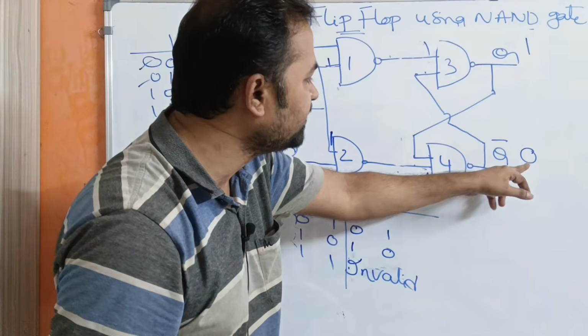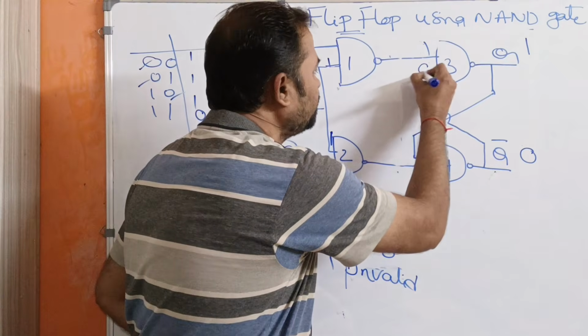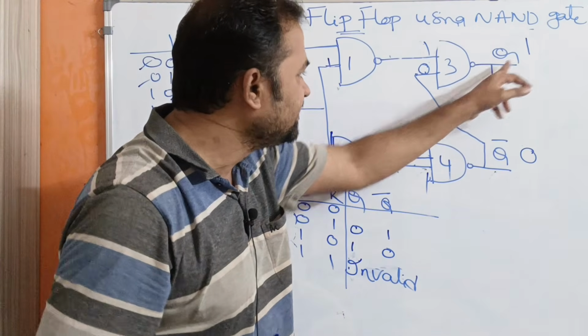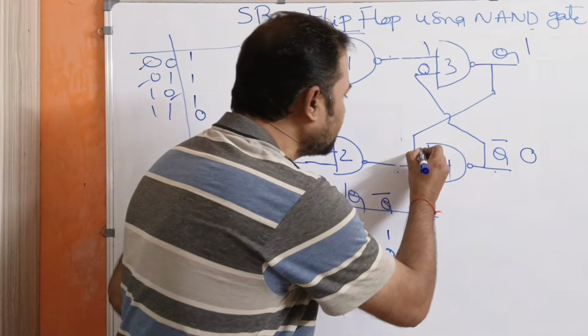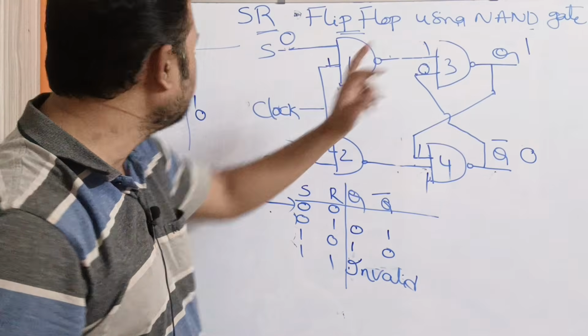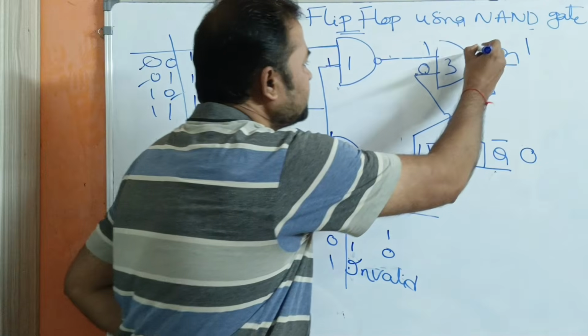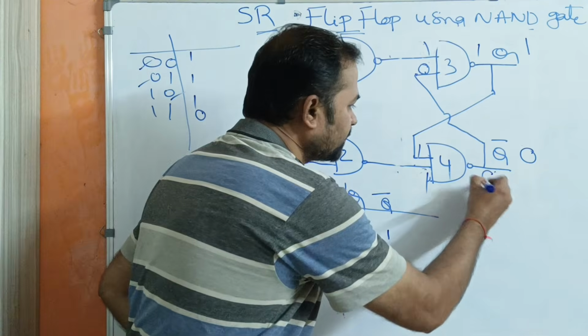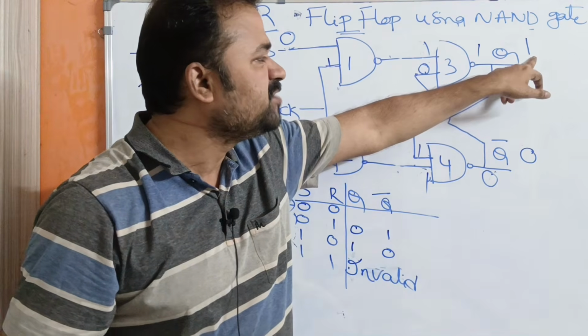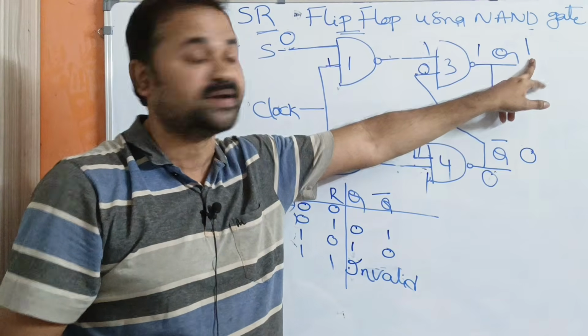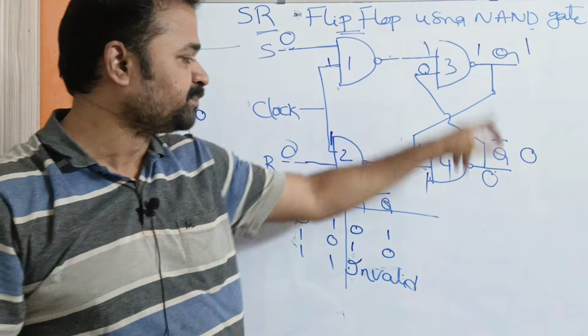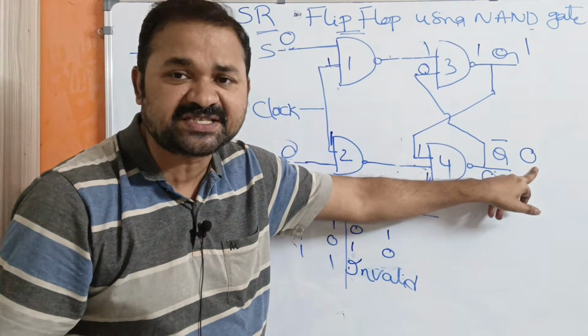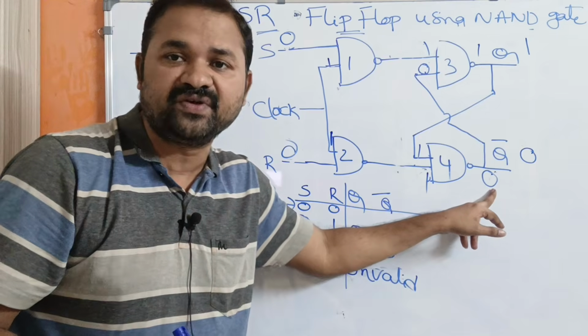So now what will happen? This 0 will be passed as input to the third NAND gate. This 1 will be passed as input to the fourth NAND gate. So 1 0 means what is the output? 1 is the output. 1 1 means what is the output? 0 is the output. If we observe here, previously what is the Q value? 1. Now also we got 1. Here also, previously we have 0, so now also we got 0.